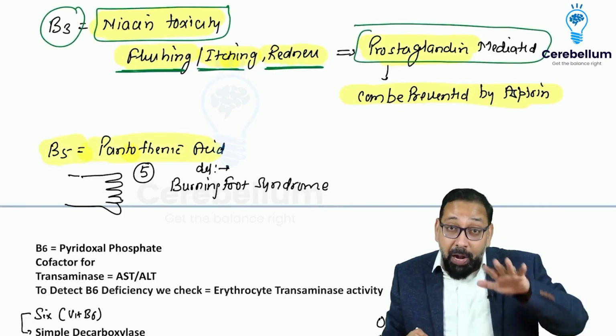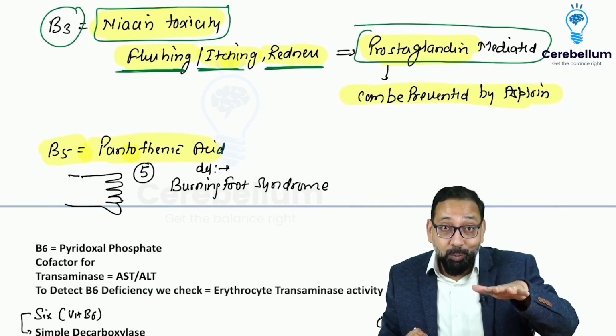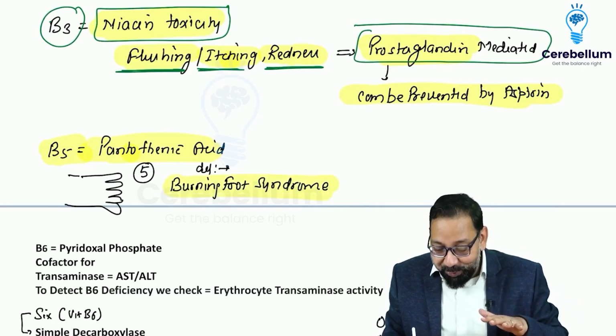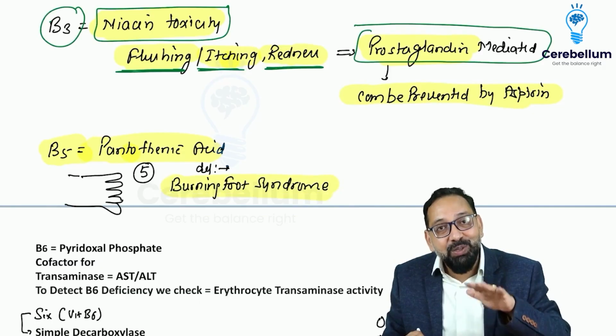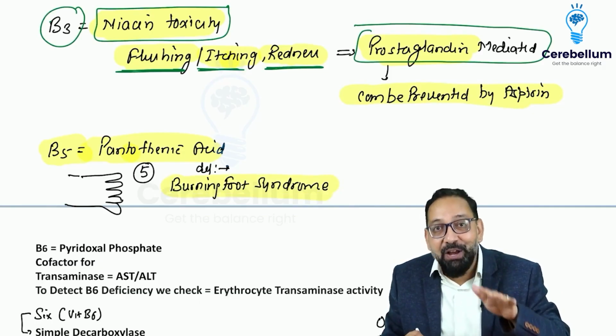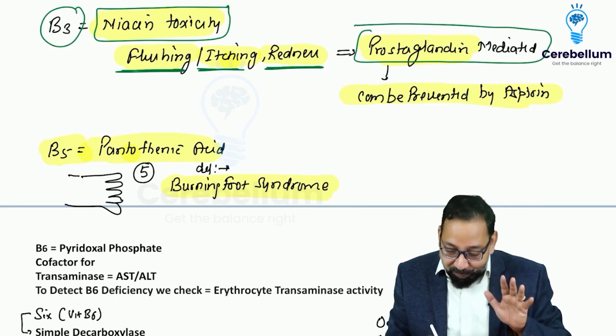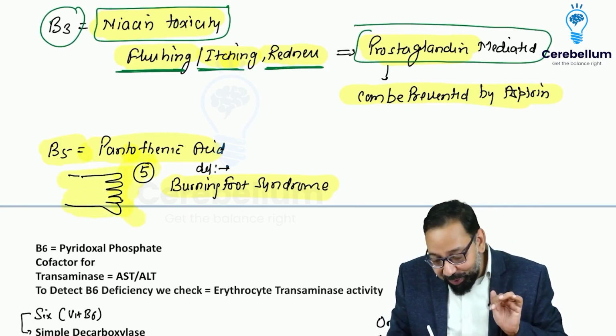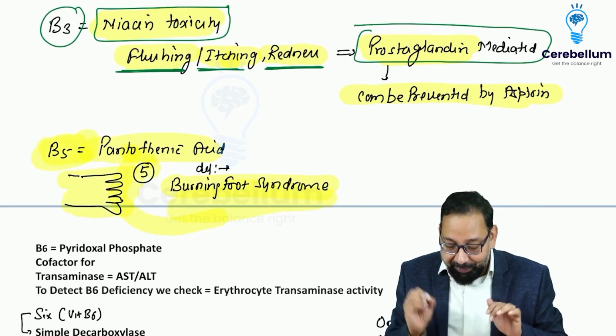Now B5, pantothenic acid. Five fingers, five toes. Burning foot syndrome, mnemonic: burning foot syndrome occurs in the deficiency of pantothenic acid. Panto means five, so five toes in feet. So mnemonic: burning foot syndrome in B5 deficiency.